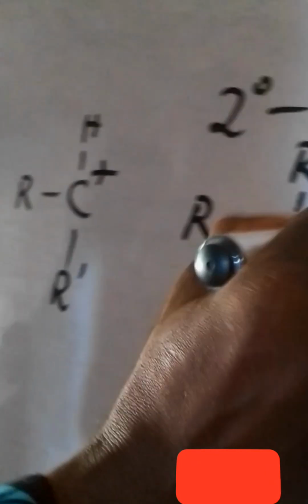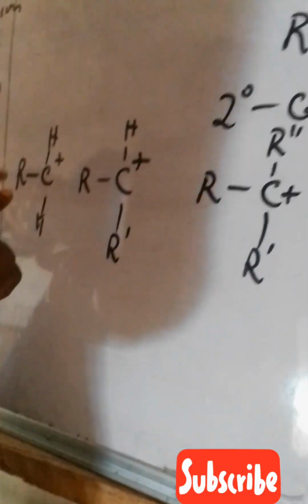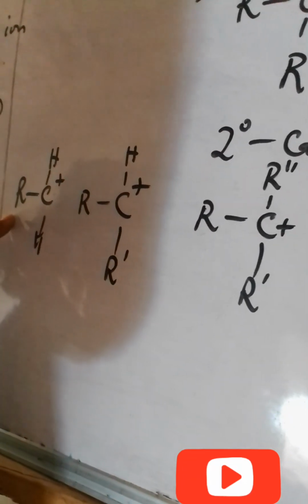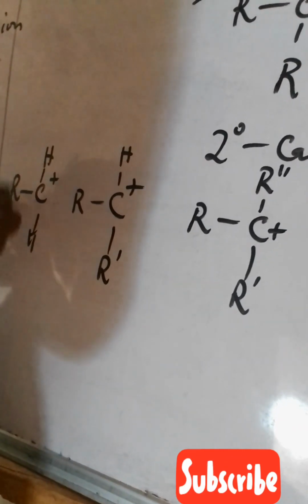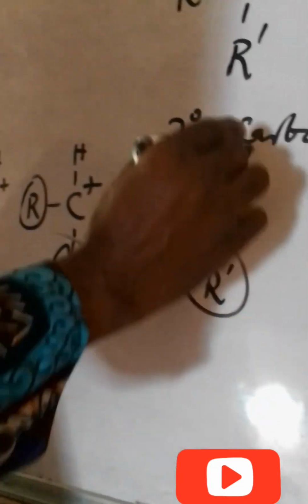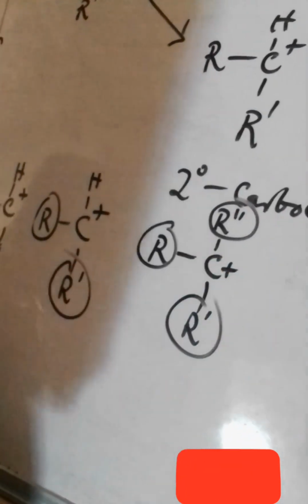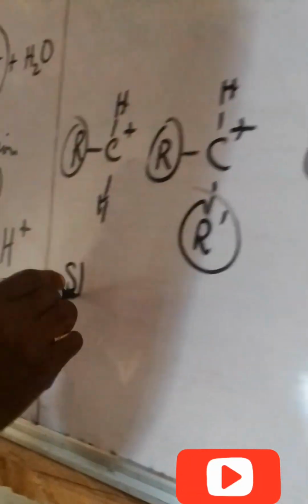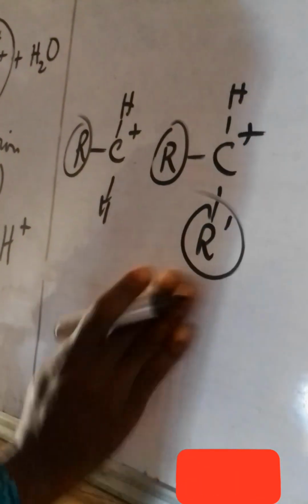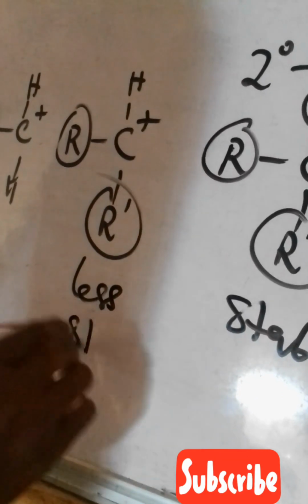Now, these carbocations, their stability. The alkyl group attached directly to this carbocation determines the stability. Alkyl groups are electron-donating groups. So if we have one alkyl group here, and two alkyl groups here, and three alkyl groups here, it means that the stabilization increases with increase in number of alkyl groups. So this is stable. This is less stable.